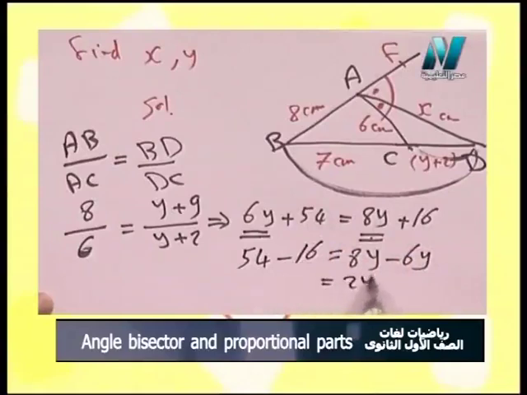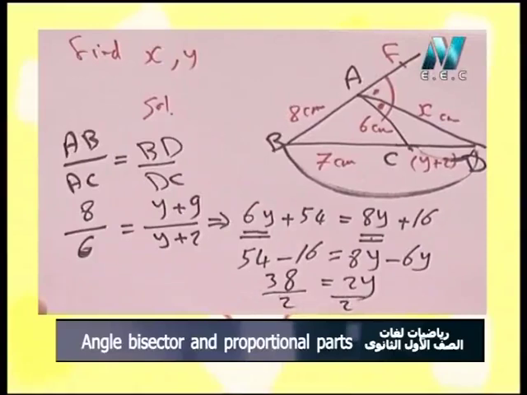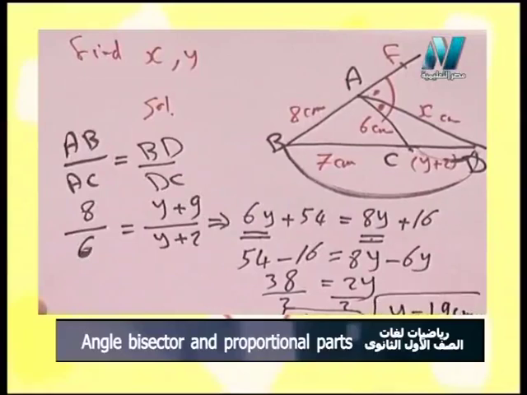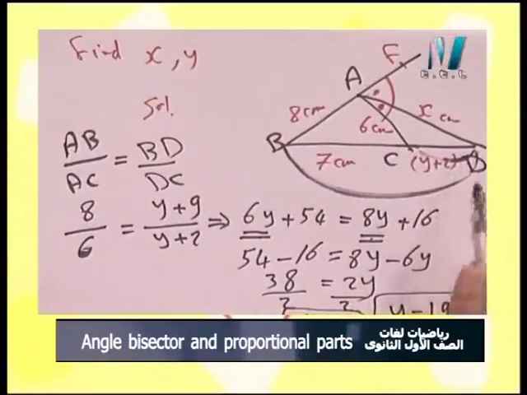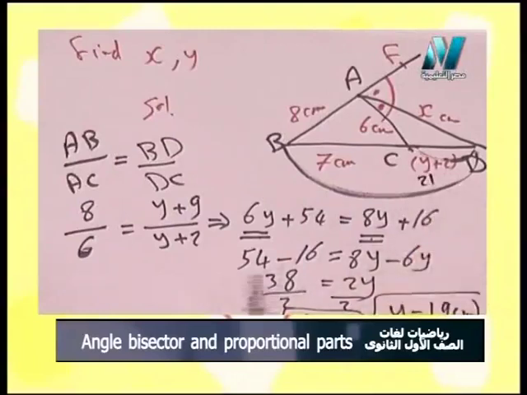Okay, we have 2Y now. 54 minus 16 equals 38. And if we divide 38 by 2 here, then Y will equal 19 centimeters. Okay, now Y equals 19 centimeters, and we can find the length of CD totally. Now Y equals 19 plus 2, so it is 21 centimeters.